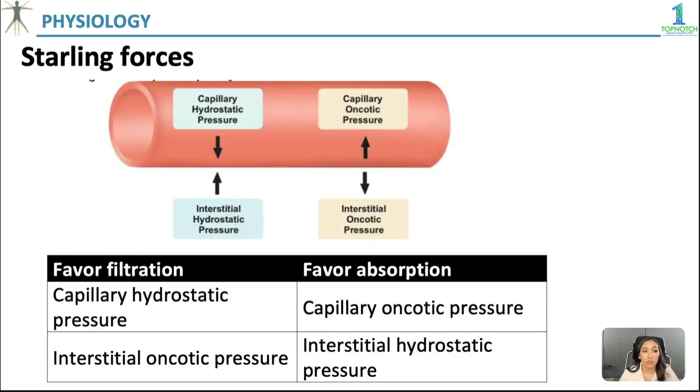Let's look at Starling forces, no? So, this is this age-old photograph of Starling forces which determine whether filtration happens or absorption happens. So, I summarized it in this table. Forces that favor filtration are capillary hydrostatic pressure and interstitial oncotic pressure, whereas forces that favor absorption are capillary oncotic pressure and interstitial hydrostatic pressure.